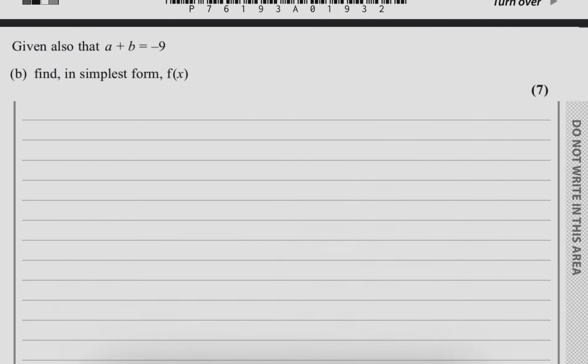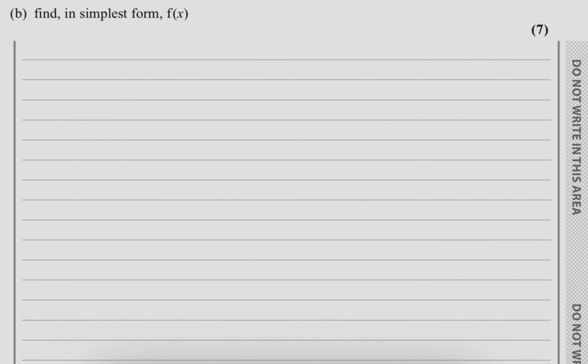Right. In the next part, given also that a plus b is equal to minus 9, find in its simplest form f of x. These types of questions for 7 marks are quite common, where you're given the gradient function and you're asked to solve for f of x, the original function. It's important to know that generally with these types of steps, you have to integrate the dy by dx, and then use a point that you already have, like they usually give it. Over here we have P's coordinates, to solve for C, and then rewrite the entire f of x.